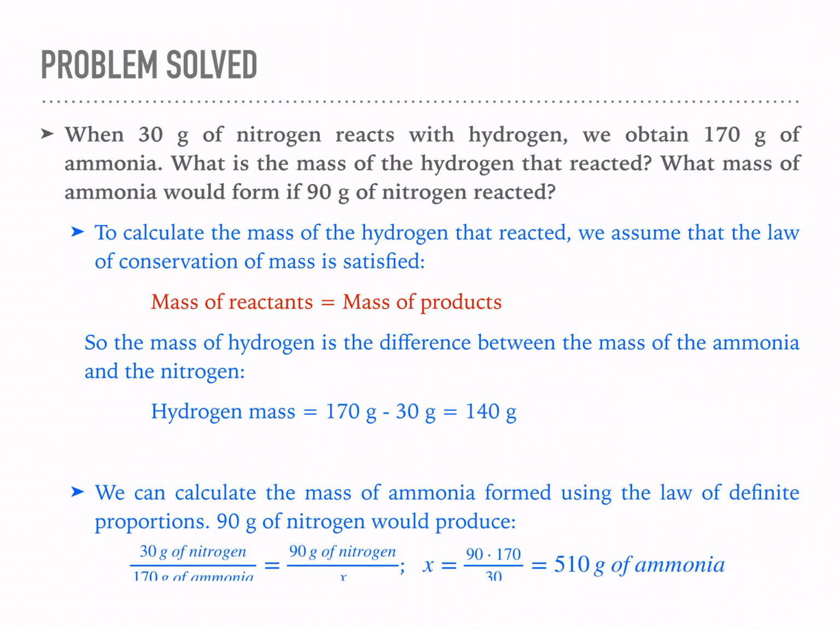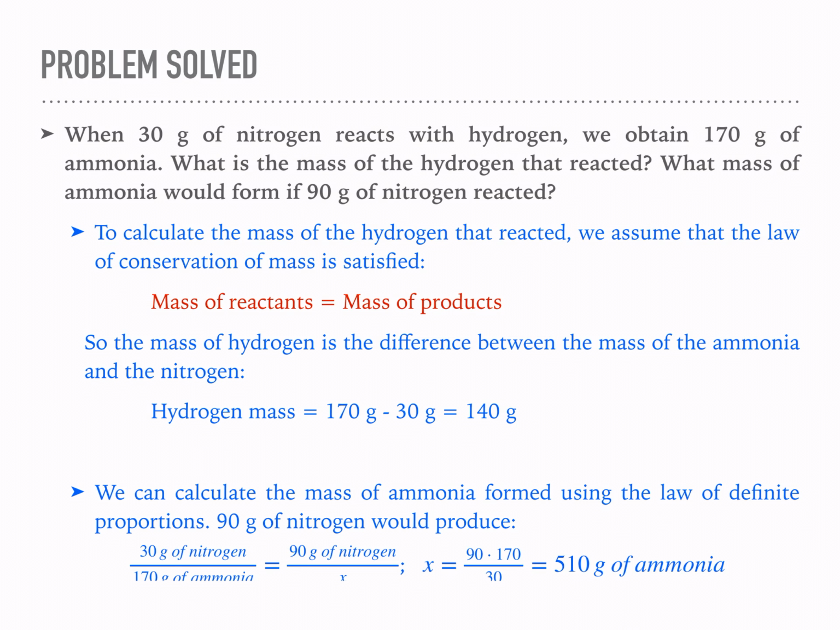But let's see a problem. For example, when 30 grams of nitrogen reacts with hydrogen, we obtain 170 grams of ammonia. What is the mass of the hydrogen that reacted? What mass of ammonia would form if 90 grams of nitrogen reacted? Okay, so first let's calculate what is the mass of the hydrogen that reacted.